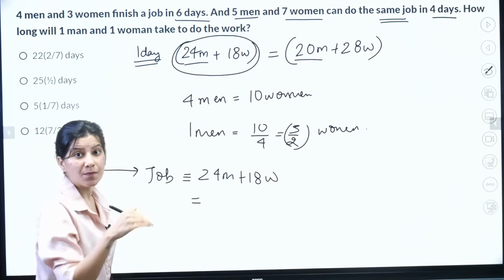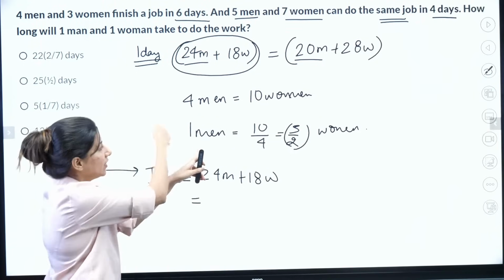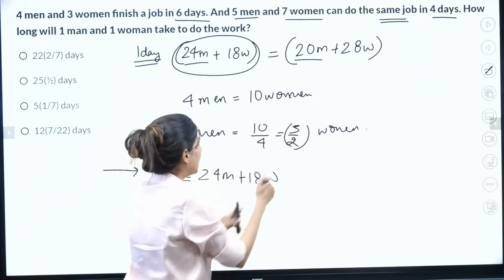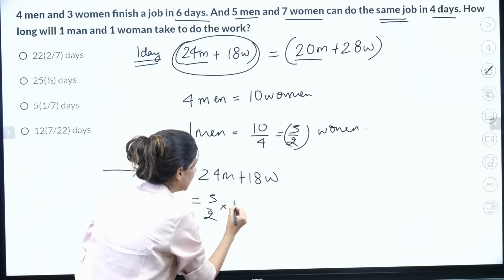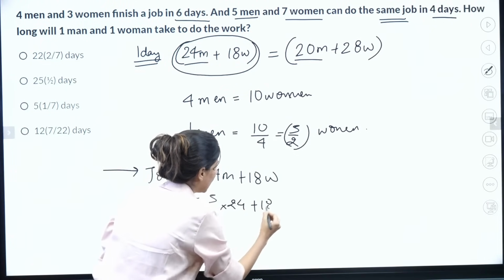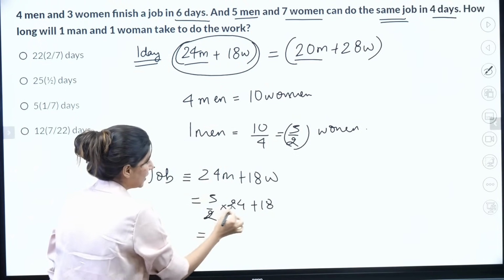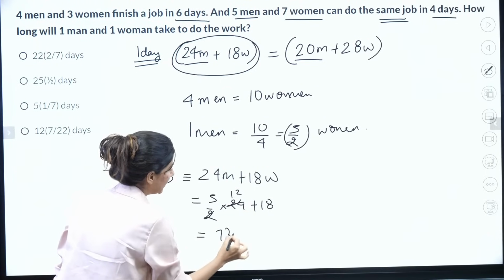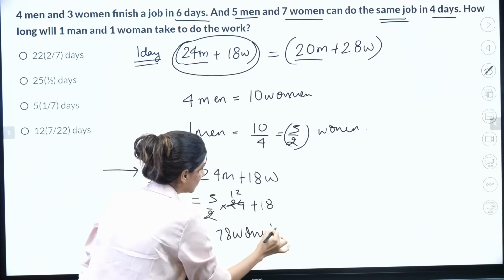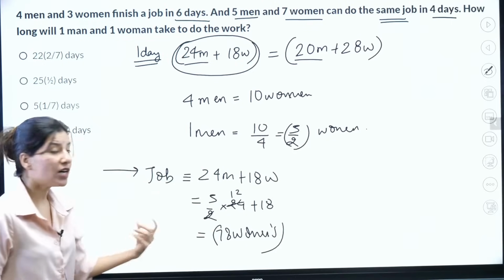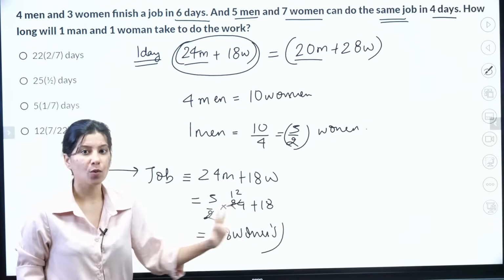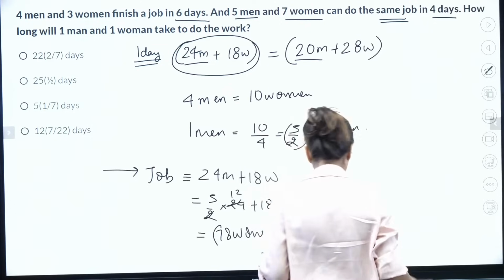Now 24 men means what? How many women? 5 by 2 into 24 women, right? So how many women? Can you see? So this is 12 5s are 60, 78 women's job we need to do. We have, the work is 78 women's job, okay?